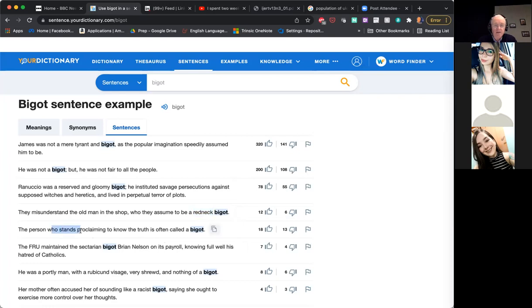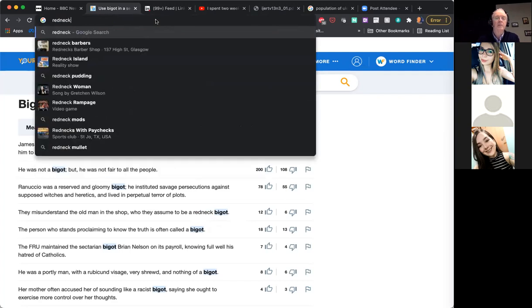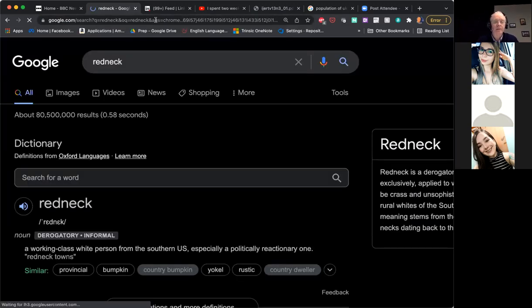The person who stands proclaiming to know the truth is often called a bigot, right? So being a bigot doesn't mean you're wrong, but the point is you're not open to challenge. And that's a very uncomplimentary thing. So you don't want to be a bigot and you don't want to be friends with bigots. Is everybody clear what a bigot is now? Yes. Okay. So let's look up redneck, which we came across by pure serendipity there.